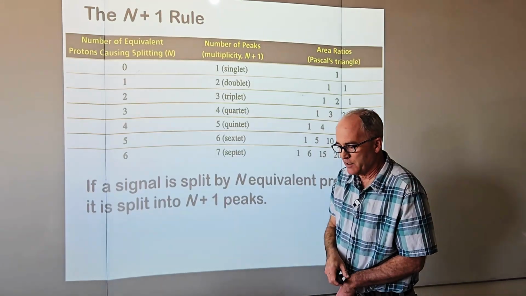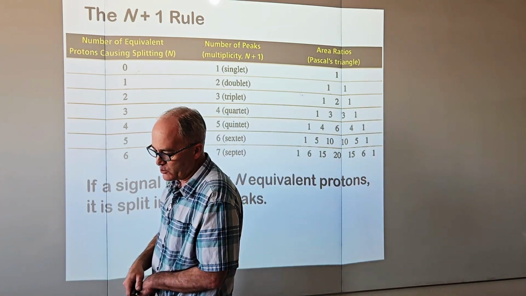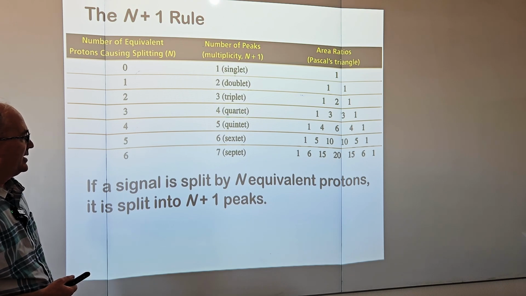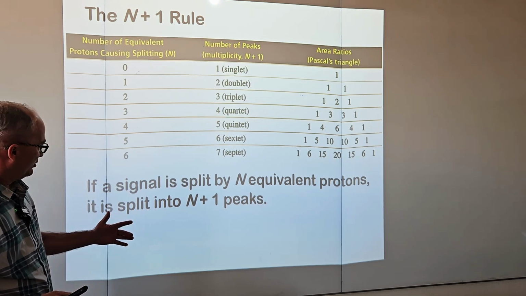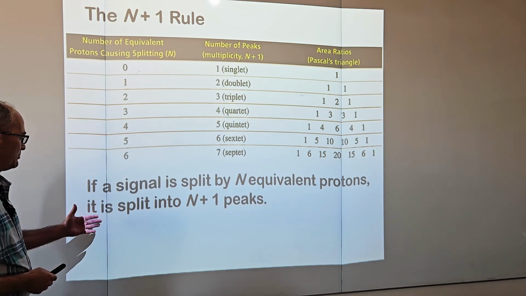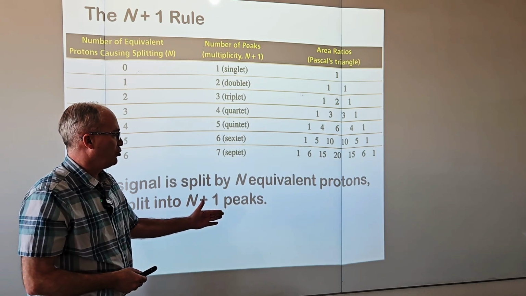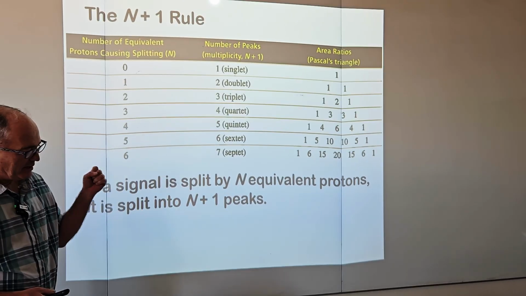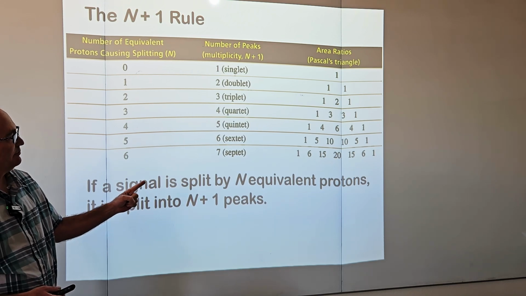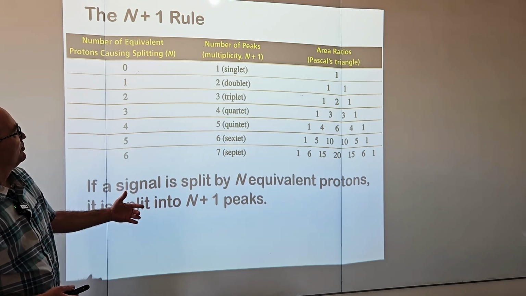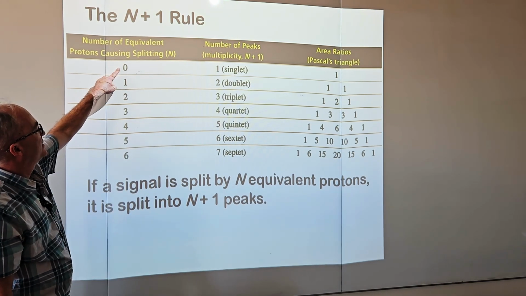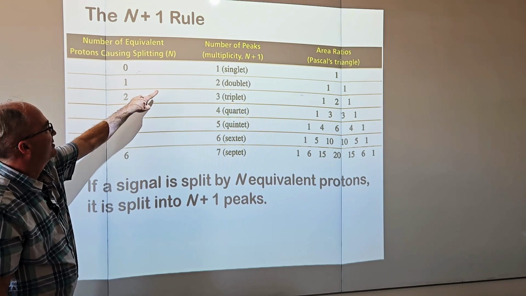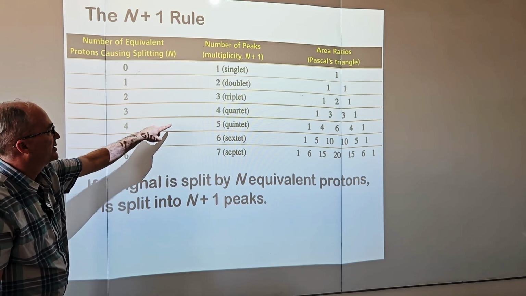So now we get to this thing called the N+1 rule, which says if a signal is split by n equivalent protons, then we're going to split the signal into N+1 peaks. So take that back to the doublet we just saw. We had one equivalent proton. 1 + 1 is 2. So here's a singlet: this is n, 0 + 1 is 1. We see a 1 + 1 is 2, and we see a doublet.